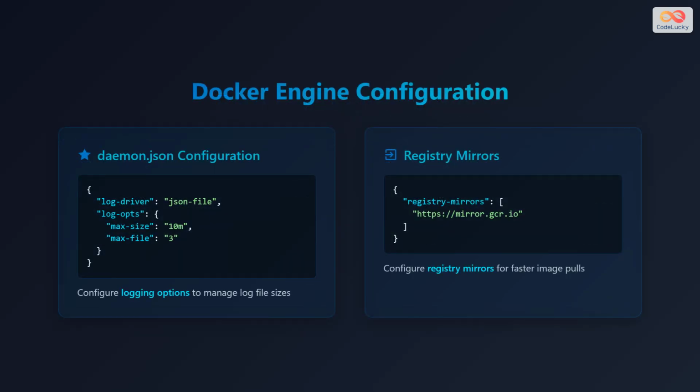Docker engine configuration involves customizing the Docker daemon using the daemon.json file. Here you can configure logging options to manage log file sizes, specifying the maximum size and number of files. Registry mirrors can also be configured for faster image pulls by adding mirror URLs.